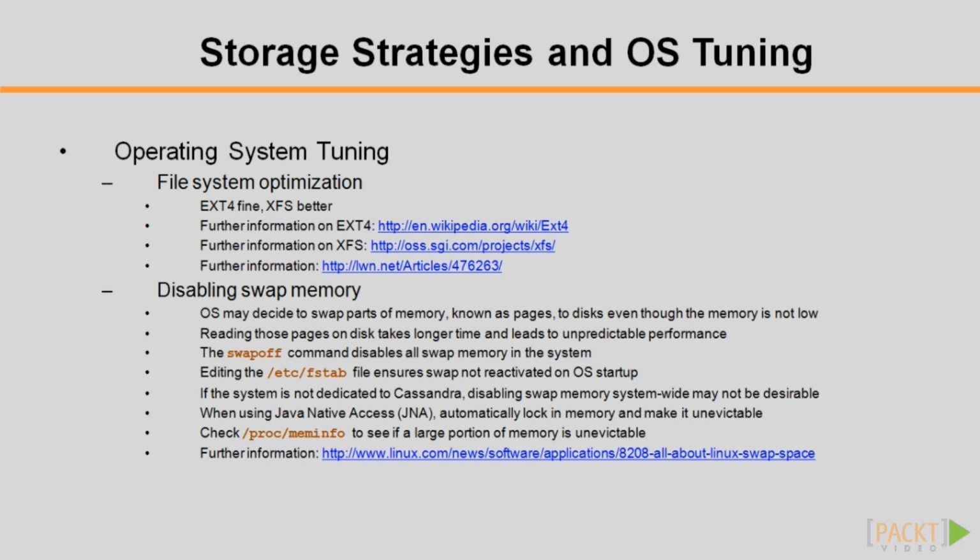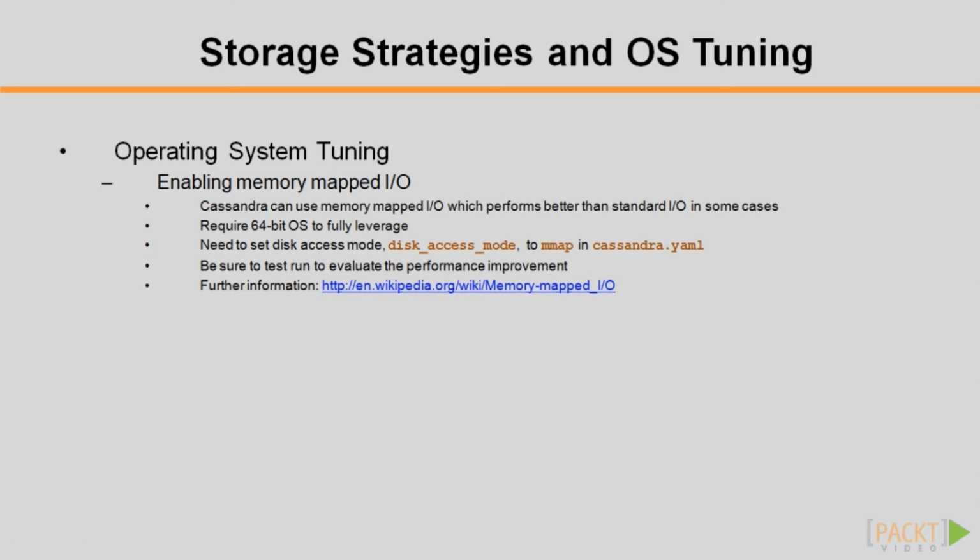If the OS isn't dedicated to Cassandra, we may use JNA to lock in memory such that the OS doesn't swap out Cassandra's JVM and hence avoids related performance issues. When JNA is enabled, we may check /proc/meminfo to see if a portion of memory is unevictable. Lastly, enable memory mapped I/O. It may help Cassandra perform better than standard I/O in some cases. It requires a 64-bit OS to fully leverage the benefits, and is configured by setting the disk access mode parameter to mmap in cassandra.yaml. Be sure to run tests to evaluate the performance improvements.